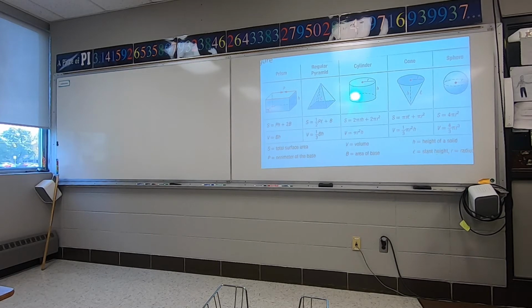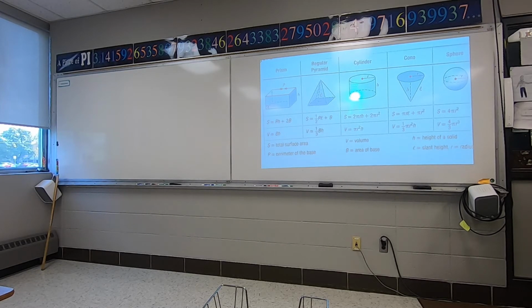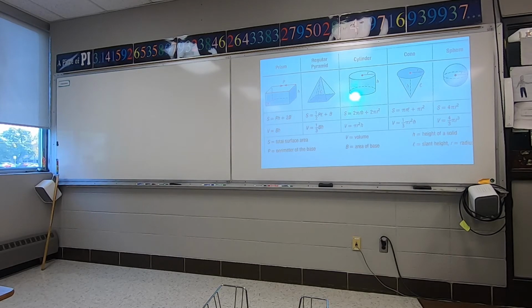I like being able to zoom in. Oh yeah, it's awesome. Look at this thing. This is wild. All right. So we got prisms, we got pyramids, we got cylinders, cones, and spheres.